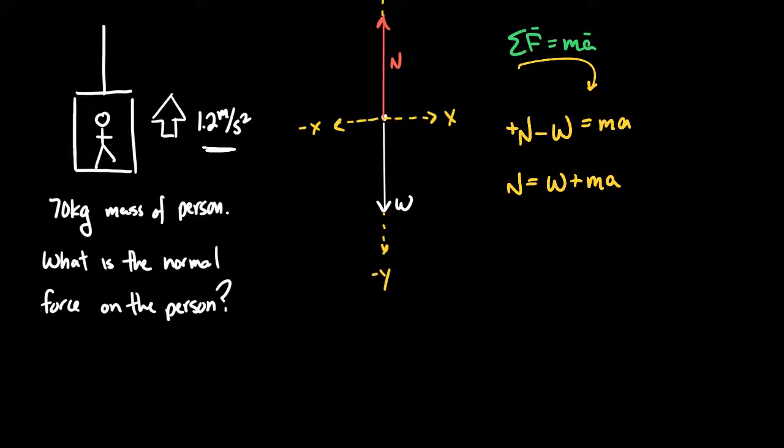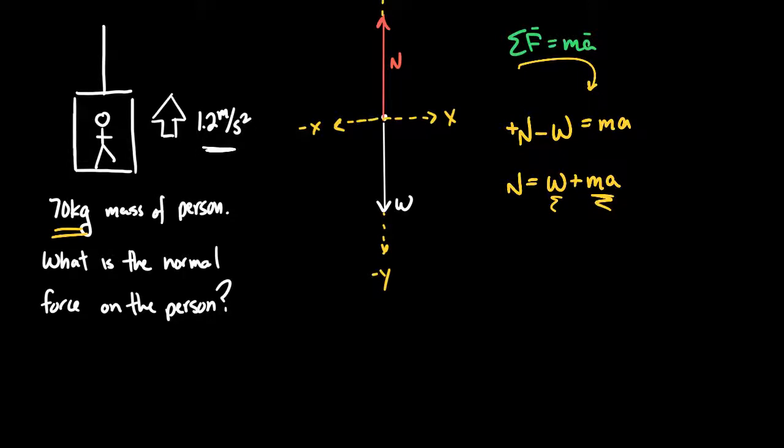Now, just a couple of pieces of information here. ma is the unbalanced part of the force. That's the amount of extra force necessary to accelerate them upwards. The normal force already has to balance their weight. So I'm expecting this number to be greater than their weight. The problem is that 70 kilograms isn't their weight, it's their mass.